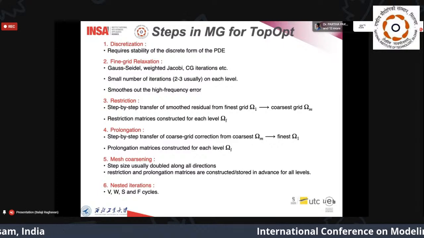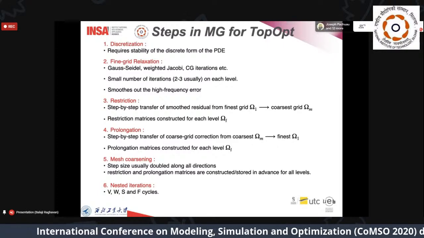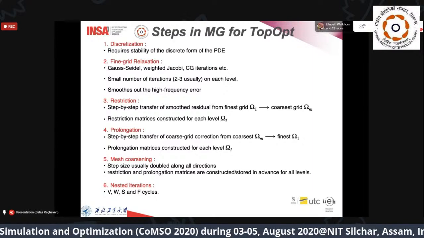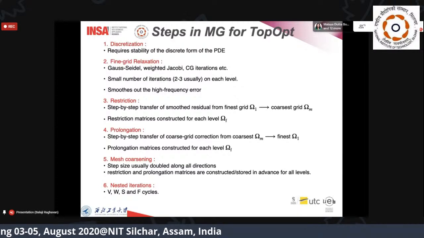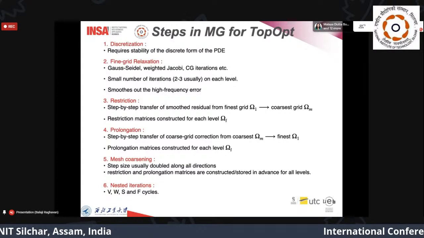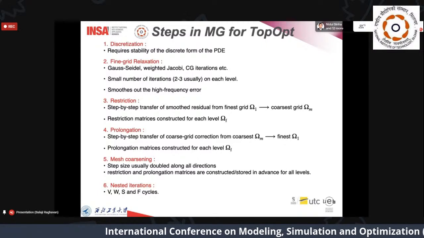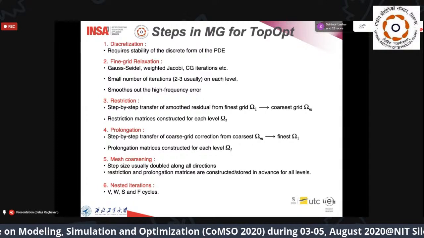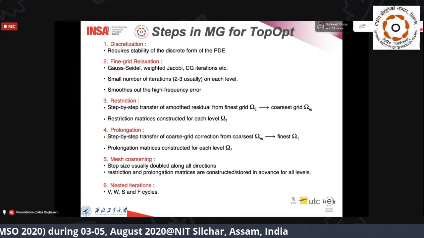Now, restriction allows you to transfer the error, or the residual, from the finest grid, which is called omega 1, to the coarsest grid. And prolongation goes in the opposite sense. How do you go from a coarse grid to a fine grid? Okay, so you have to be able to move. Now, depending on how you move from coarse grid to fine grid, typically we try to double the step size or halve the step size, depending on what direction you're moving.